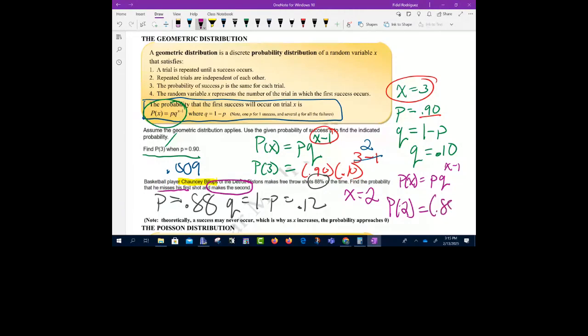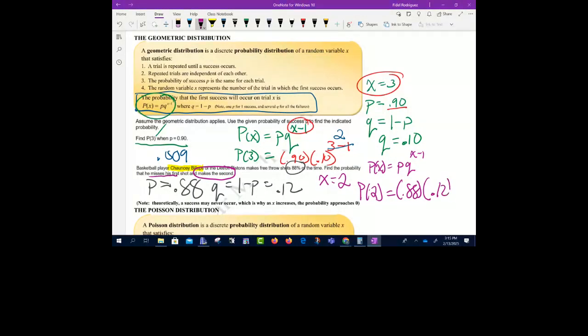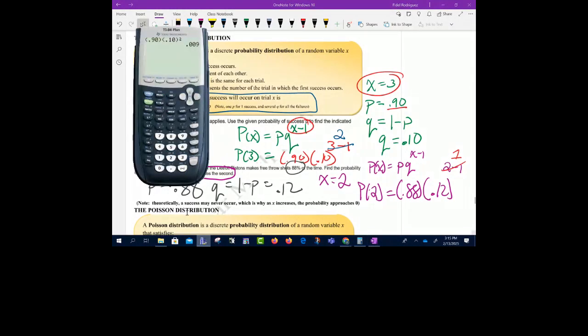We're going to take 0.88 times Q, which was 0.12 to the power 2 minus 1. We know that 2 minus 1 is the same thing as 1. So I'm going to take my calculator and go 0.88 times 0.12 and do the little power of 1. By the way, you don't have to do the power of 1, since a power of 1 is the same as what you already got. I'm going to go to 3 decimal places. What do you say, 0.101?